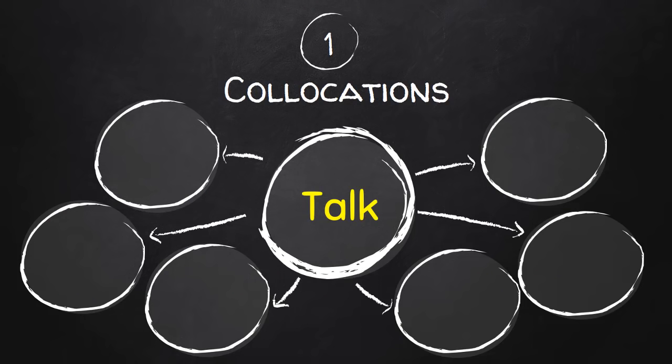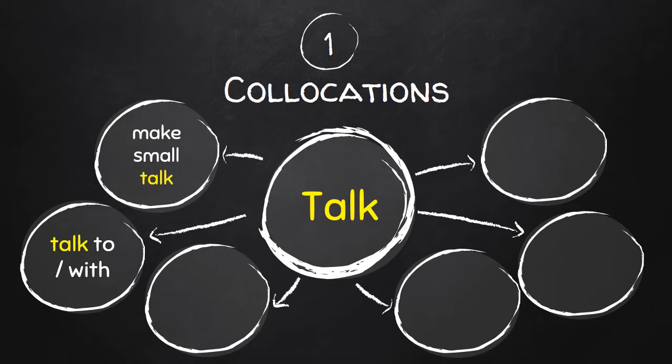All right, let's look at some more collocations, or words that go together, with talk. First, make small talk. Oh, you've seen this before. Making small talk is having a simple conversation about normal things. The weather, what happened yesterday, sports, television, things like that. Making small talk.